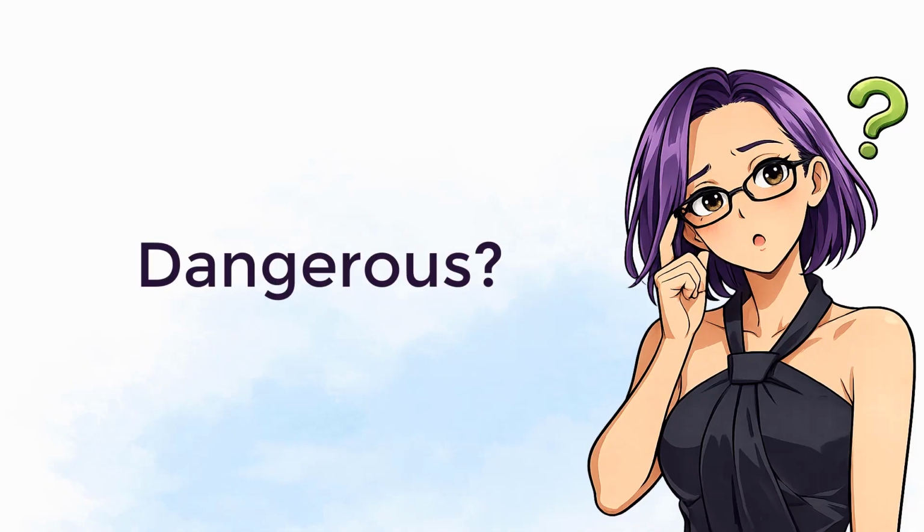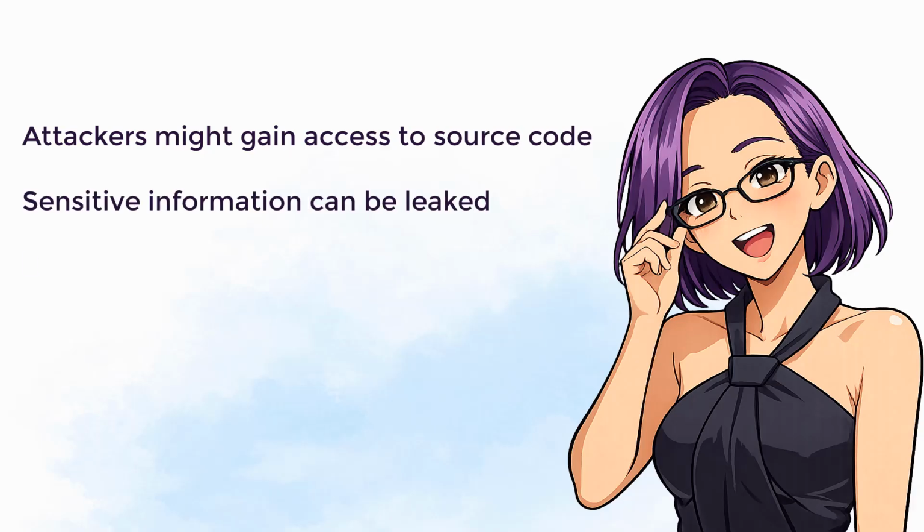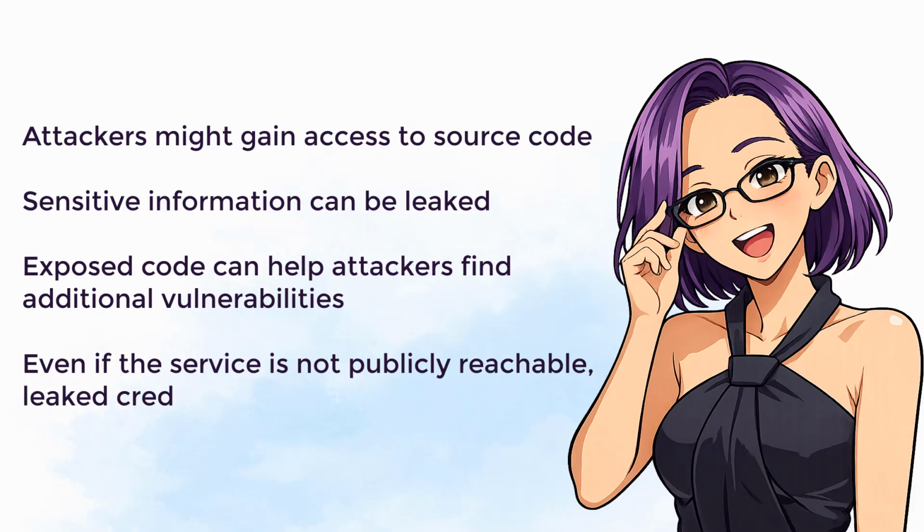Why is this dangerous? Well, in a real-world application, this kind of exposure can have serious consequences. Attackers might gain access to source code. Sensitive information such as database credentials, API keys, or secrets can be leaked. Exposed code can help attackers find additional vulnerabilities such as SQL injections or deserialization issues. Even if the service is not publicly reachable, leaked credentials may be reused elsewhere.